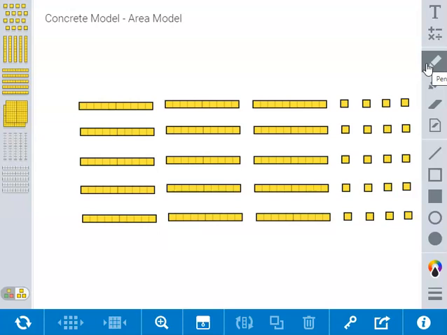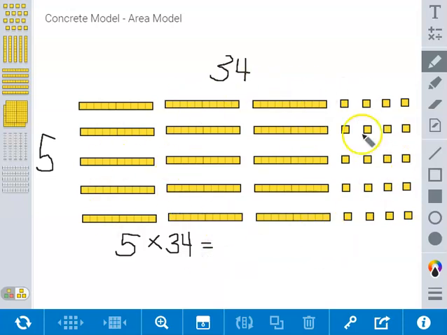Now we are going to label our 5 groups and how many are in each group. So we have a total of 5 groups, which represent the 5 bags of marshmallows. And in each group we have 10, 20, 30, 31, 32, 33, 34. There are 34 marshmallows in each group. Now that we have our finished area model of 5 bags of 34, we can figure out what 5 times 34 is by simply counting out our area model.